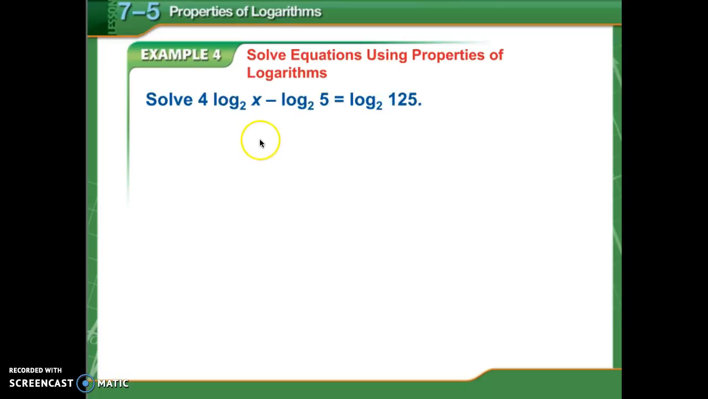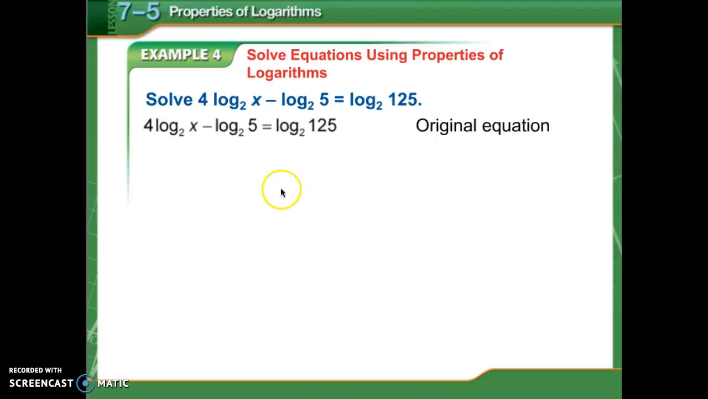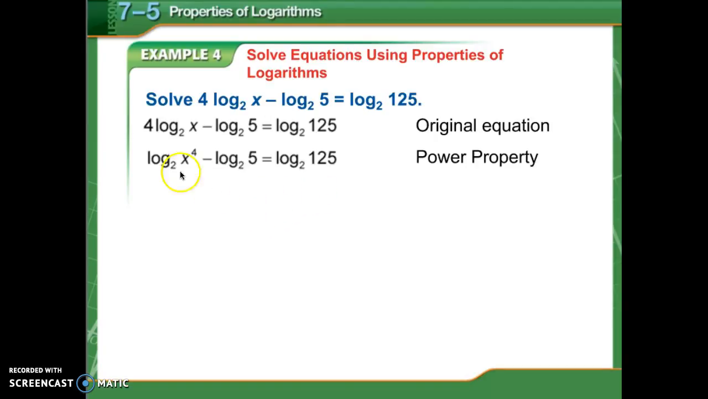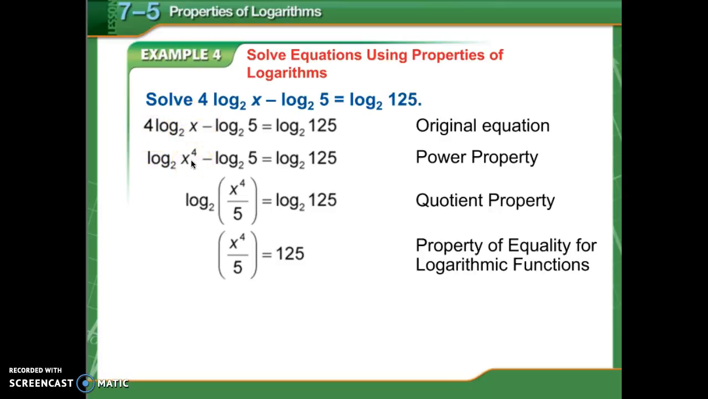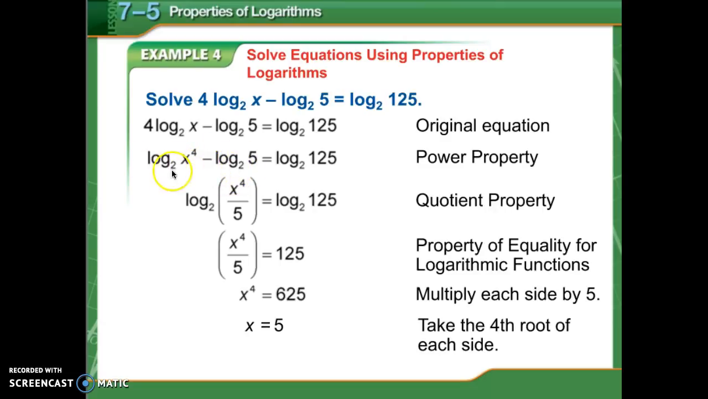For example 4, we're going to apply all the properties that we've thought about together in this lesson to solve this equation. We have 4 times log base 2 of x minus log base 2 of 5 equals log base 2 of 125. So the first thing I can do is take this 4 and bring it back up here as an exponent. And then because I see that I have 2 logs that are subtracted, I know that that's the division. It's a fraction. So that would be x to the 4th divided by 5.